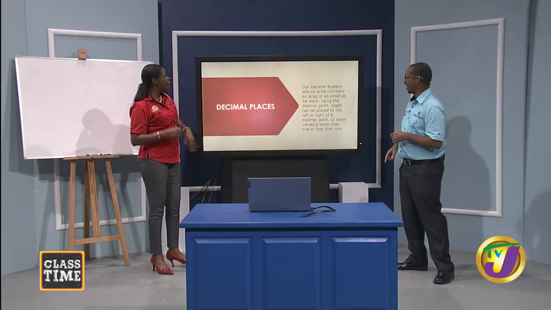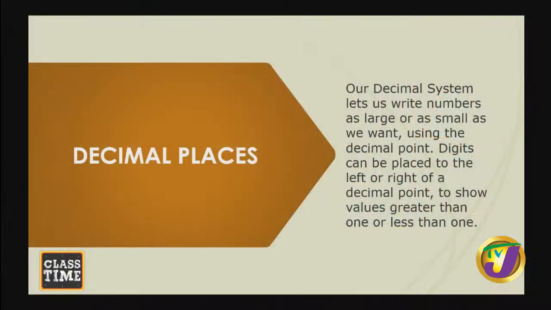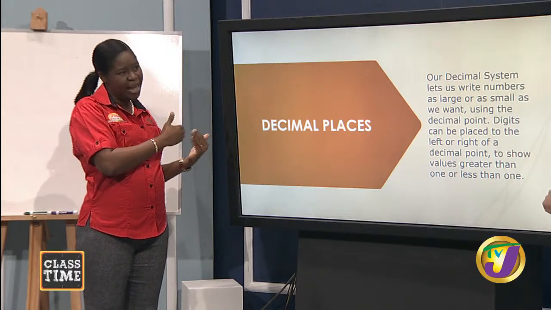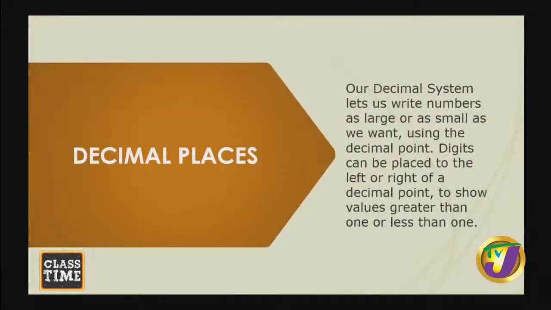All right. So the decimal system allows us to write numbers that are as large, long, or small as we want. So we can condense them to make them shorter or longer using the decimal point as you mentioned before, which is very significant. Now the digits can be placed to the left or the right of a decimal point, as you will see on the place value chart. Those to the right of the decimal point show values greater than 1, and those to the left of the decimal point on the place value chart. Let's look at what I'm saying.